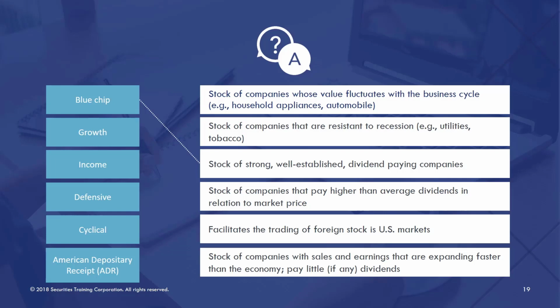Our second classification is growth. And what matches up with growth? Stocks of companies with sales and earnings that are expanding fast in the economy and pay little, if any, dividends. So growth companies are those that, when they earn their money, don't pay a dividend, but retain their earnings and keep them to grow the company. What's interesting is that when it first started out, Apple was a growth company.